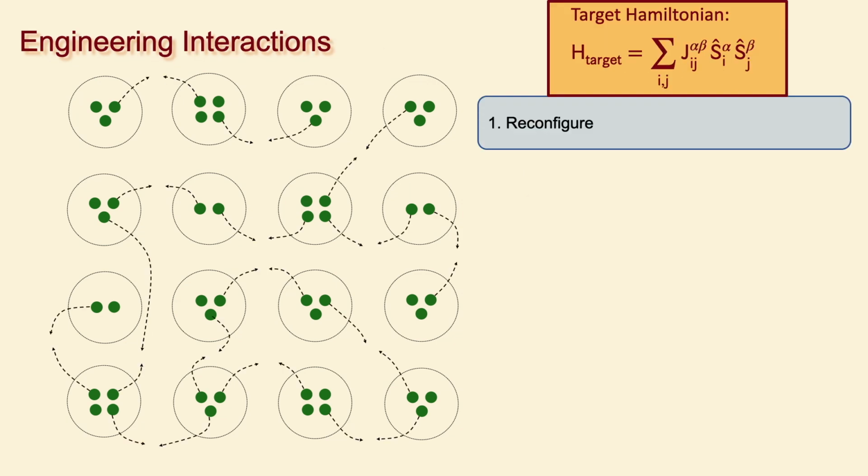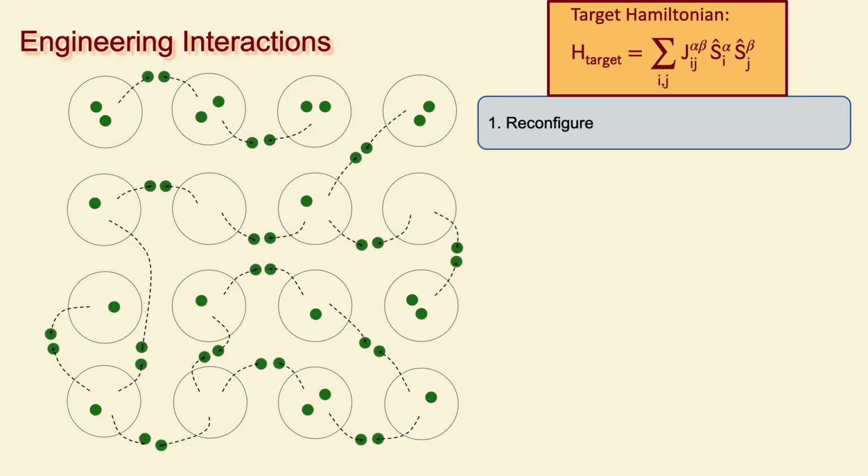So how does that work? So here's our target Hamiltonian. The first thing is we configure our system such that we take one qubit out of each spin cluster to have it interact with all of the other clusters that we need. Ideally, we can do that all in parallel. If not, then we have to do it in several steps.